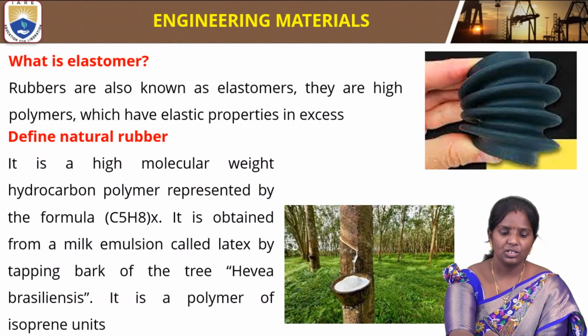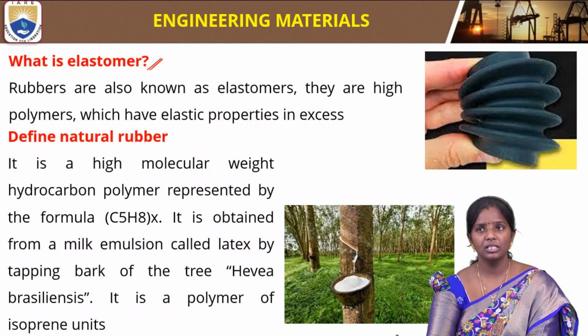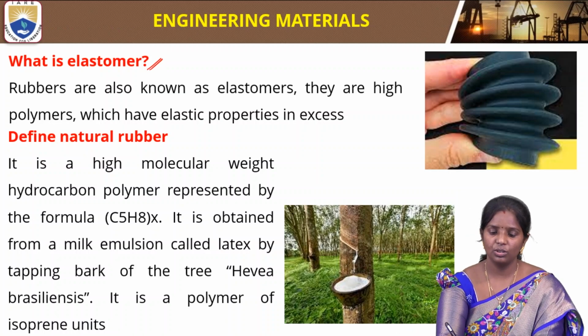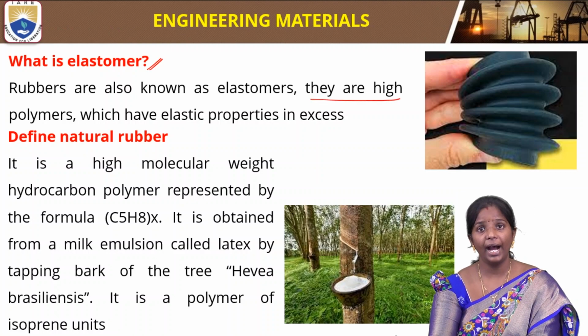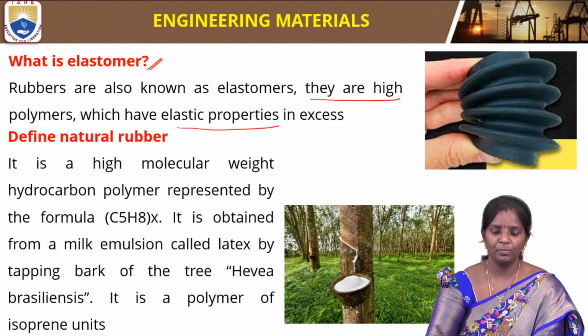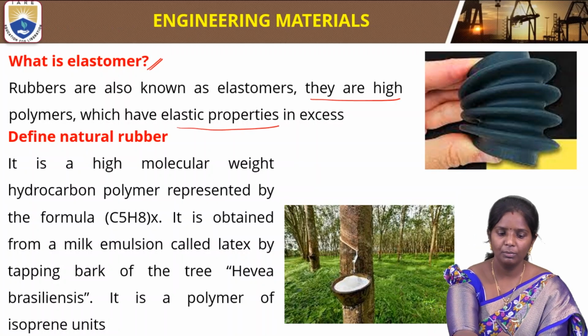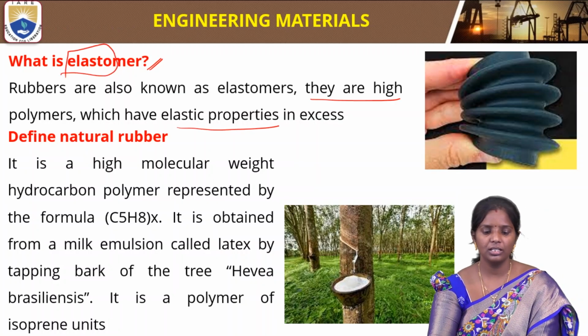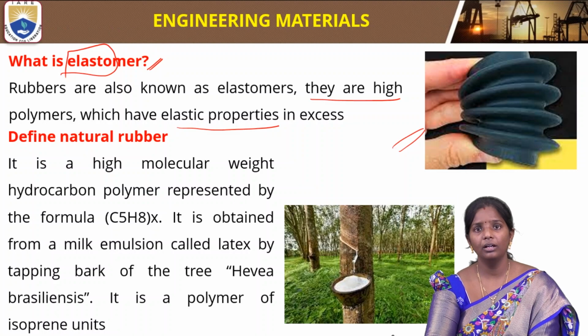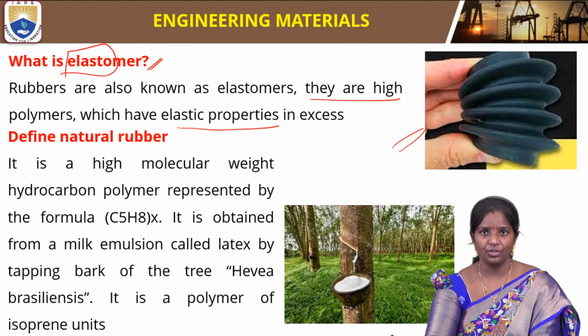Then what is an elastomer? Elastomers are also called rubbers. They are high polymers which have elastic properties in excess. The name itself indicates that elastic properties are present in excess. Examples are rubbers, which are used mostly in automobiles and many industries.